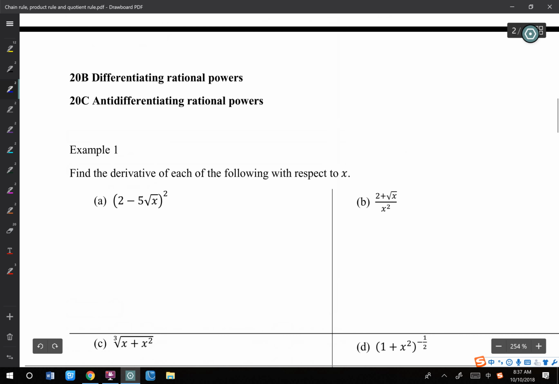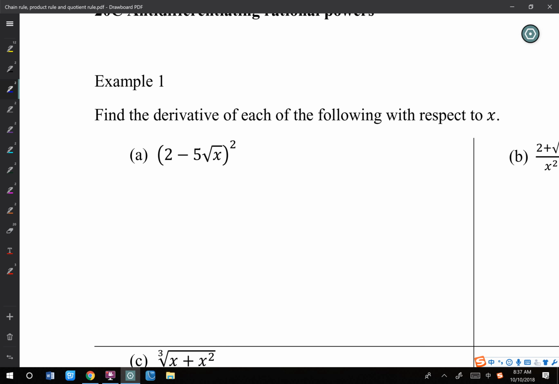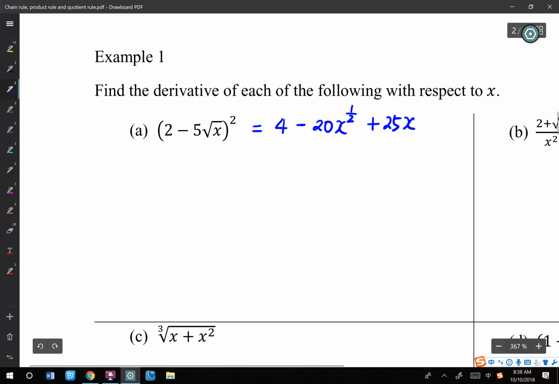And I ask you to try some examples here. We want to find the derivative of the following functions. For the first one, you can see that it's something to the power of 2. Well, you can do two things. You can either expand, since a square is easy to expand. I can expand it without using the chain rule. I can say that's 4 minus 20 square root x, that's x to the power of a half, and then plus 25x. Just expand it.